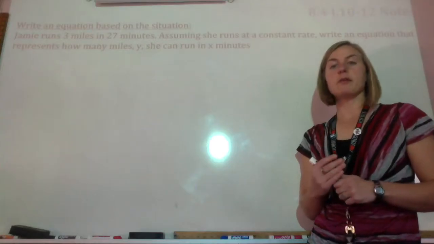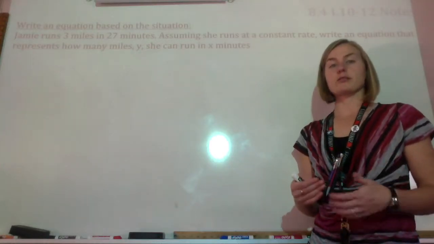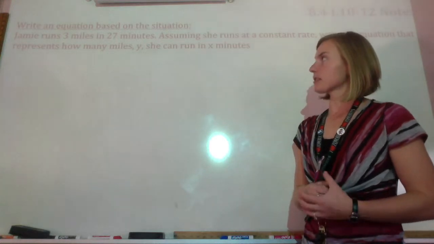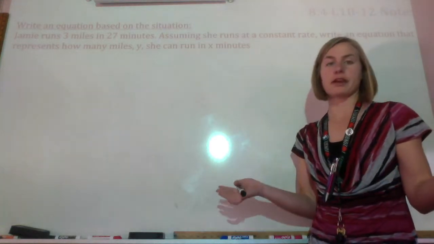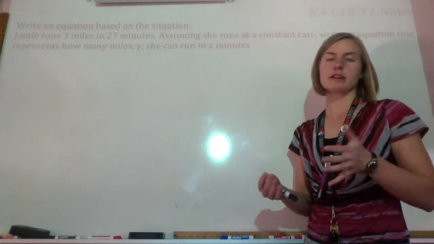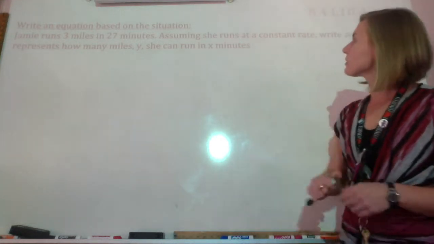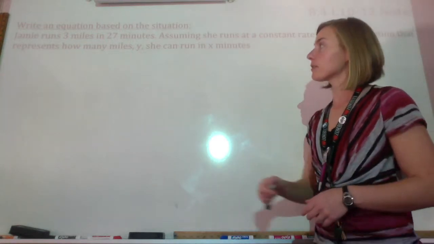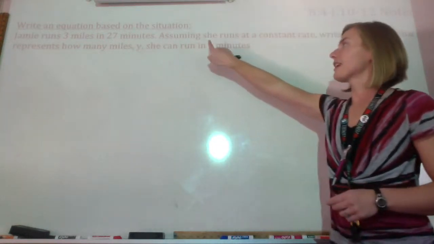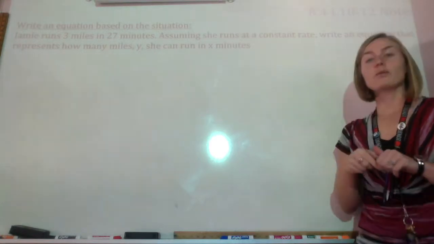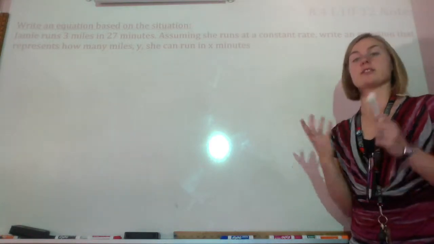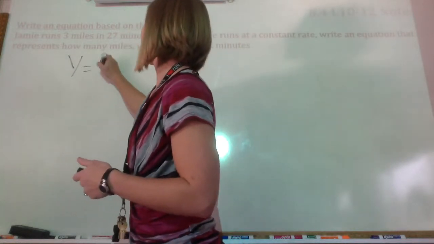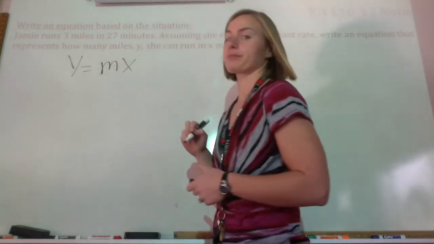So here we have an example of a problem that you're going to see a lot more as we move into algebra. Jamie runs 3 miles in 27 minutes, so a lot of us can do the fast math of, okay, that's 9 minutes per mile. Kind of slow, but not too bad. Assuming she runs at a constant rate, write an equation that represents how many miles, y, she can run in x minutes. And we need to write an equation from this, and so we're going to be writing it in y equals mx form.